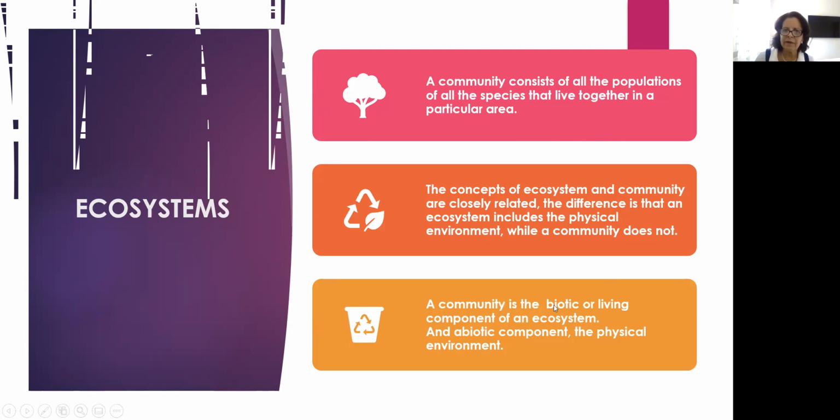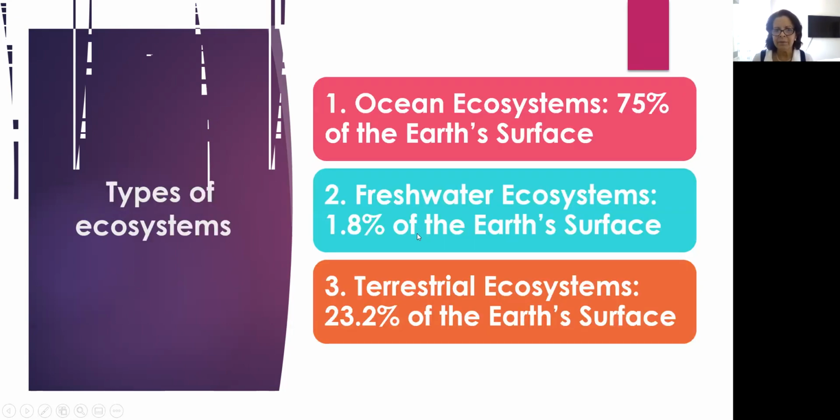There is a difference: the physical environment is included in the ecosystem, but not in the community. And of course, I will tell you again that the community is the biotic or living things, and the abiotic or non-living is like the physical environment. Types of ecosystems: ocean ecosystem, freshwater ecosystem, and terrestrial ecosystem.